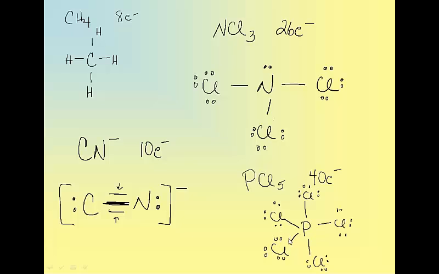This is my last example, and then we'll do some in class. This is phosphorus pentachloride. It has 40 valence electrons, and again, take note, it's the valence electrons that are doing the bonding, not the core. Just like it's the valence electrons that get lost or gained when you're dealing with ionic compounds, it's the valence electrons that are being shared in molecular compounds.